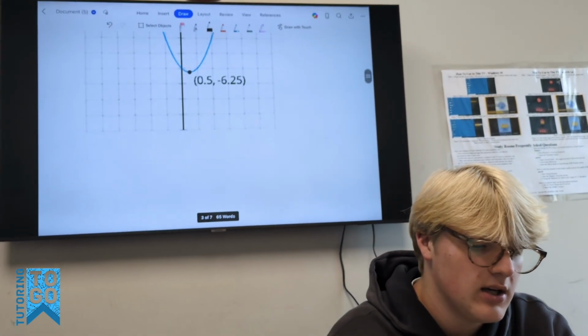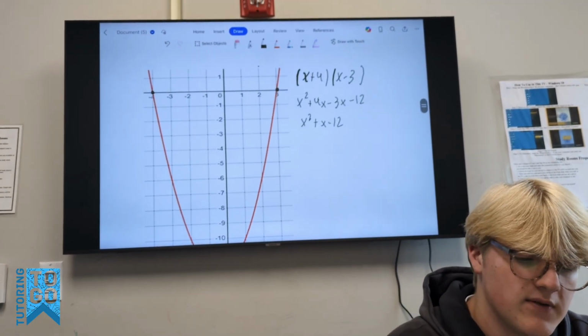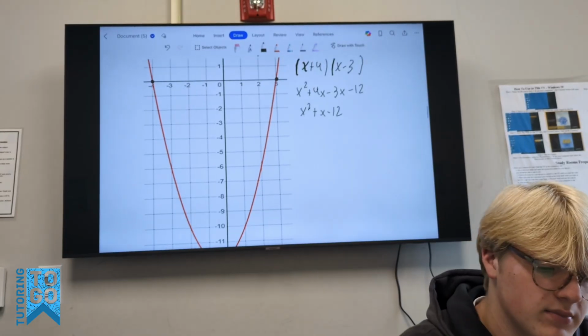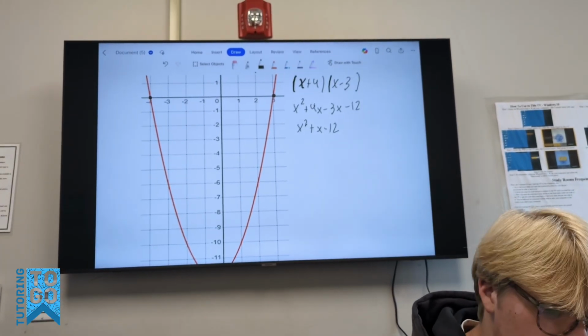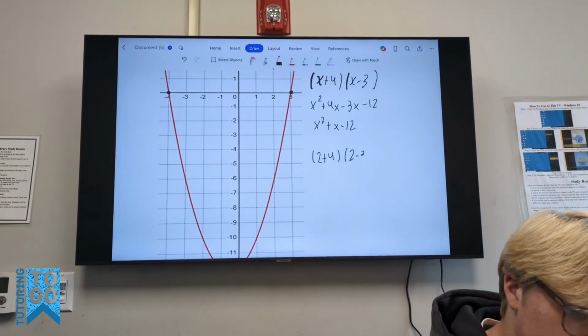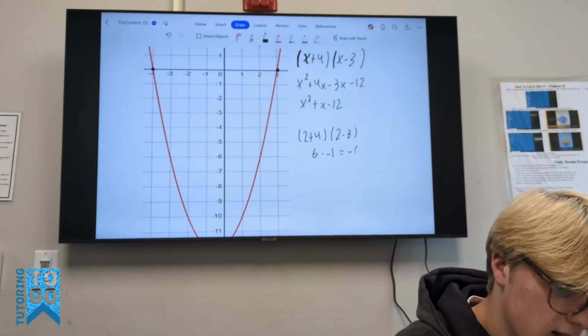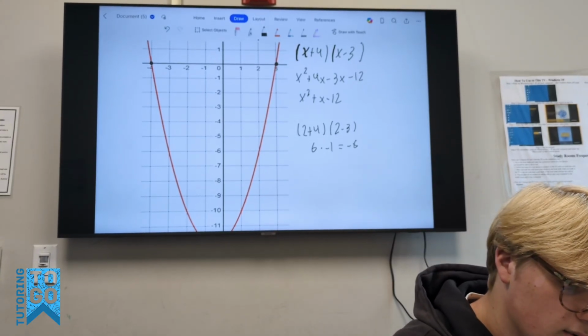And if you're unsure when you're taking a test or anything like that, you can always plug an x value in to make sure you have the right answer. So for example, we could plug in 2 here and do 2 plus 4 times 2 minus 3. We would get 6 times negative 1, and that would equal negative 6. And if we check, 2 does equal negative 6.